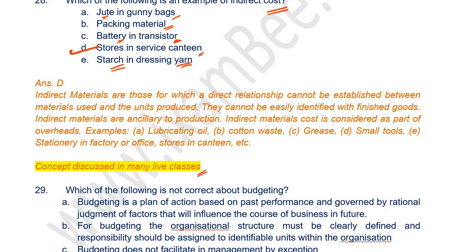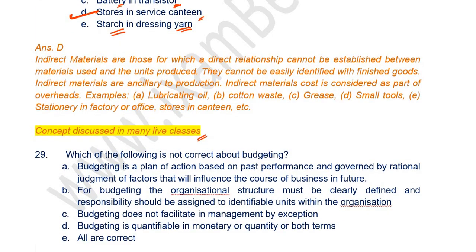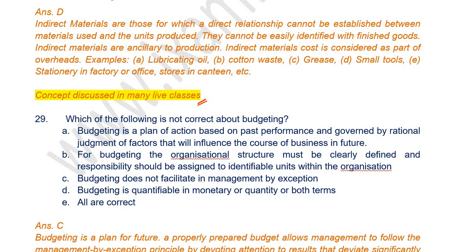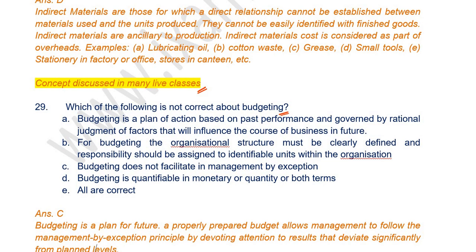Again, a conceptual question about what direct costs are and what indirect costs are. This is a regular feature in our costing classes. There was another statement based question on budgeting. What is not correct about budgeting? A lot of statements were given. One of the statements which students pointed out was that budgeting does not facilitate management by exception. This is an incorrect statement. Why? Because budgeting basically helps in management by exception.